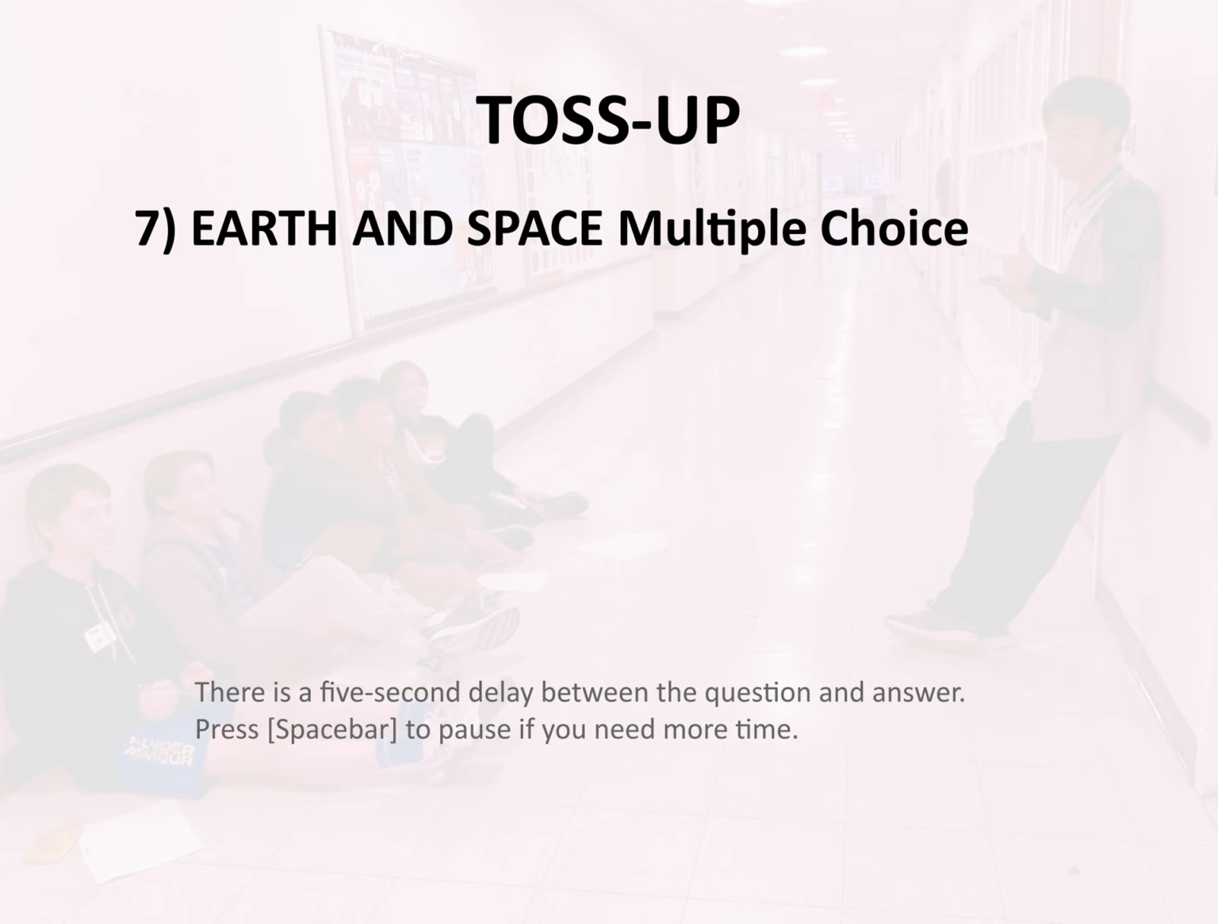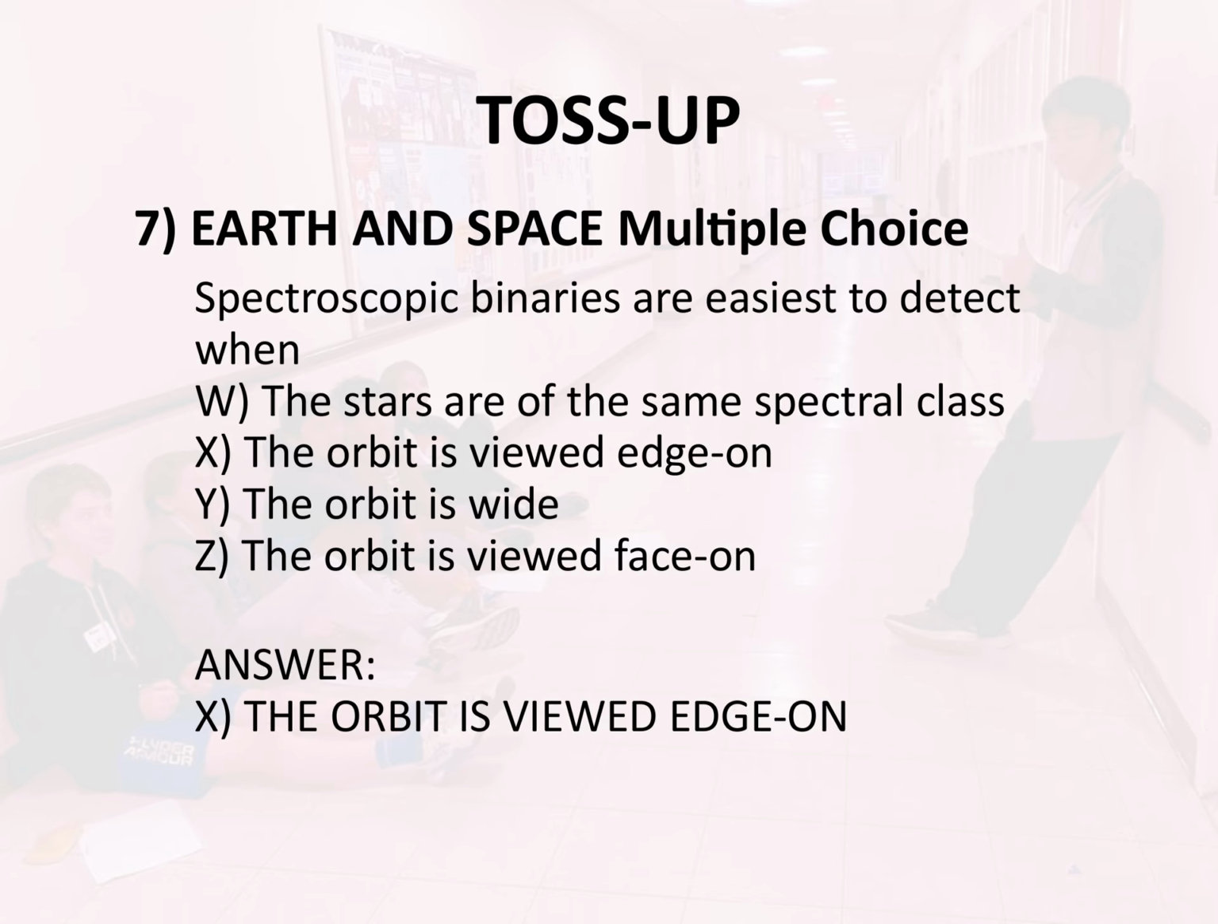Toss-up 7. Earth and space multiple choice. Spectroscopic binaries are easiest to detect when W. The stars are of the same spectral class. X. The orbit is viewed edge-on. Y. The orbit is wide. Z. The orbit is viewed face-on. Answer. X. The orbit is viewed edge-on.